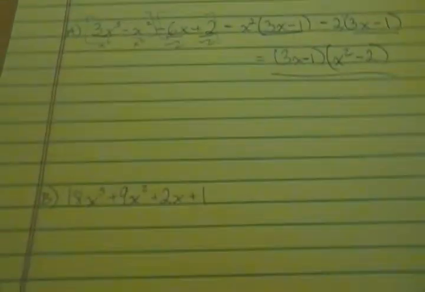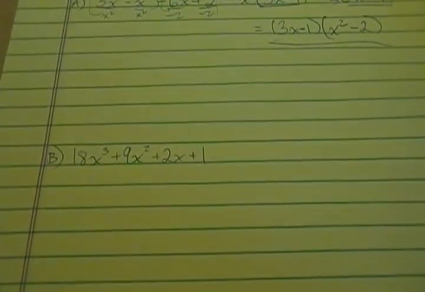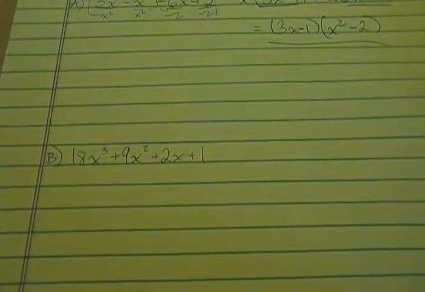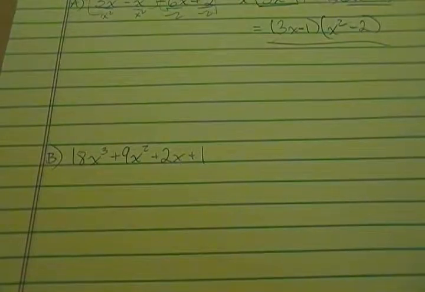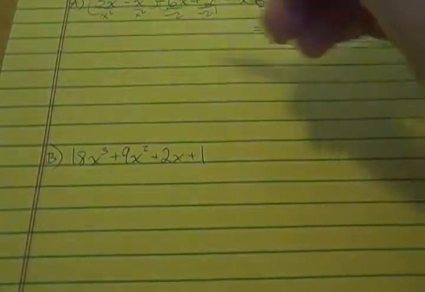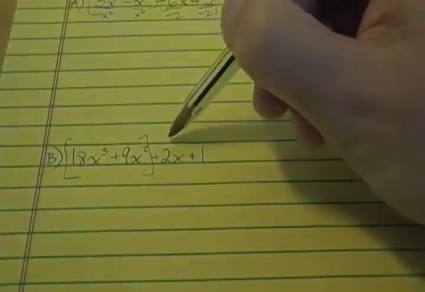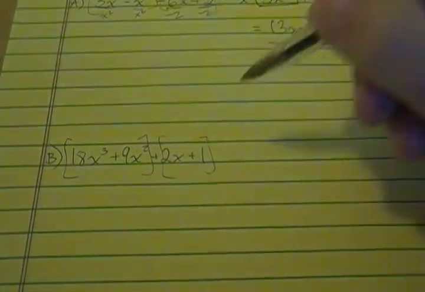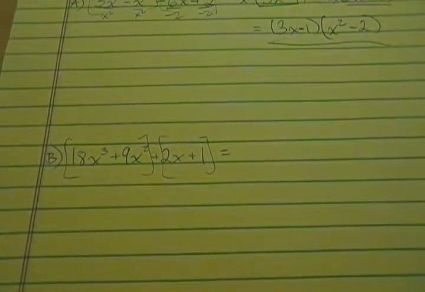All right, if we look at one more of these, we've got 18x to the third plus 9x squared plus 2x plus 1. Again, we see 4 terms there, so that's a pretty good clue that we're going to have to factor this one by grouping. So I grouped together my first 2 terms and then my last 2 terms, and I look for the common factor of each one of those groups.